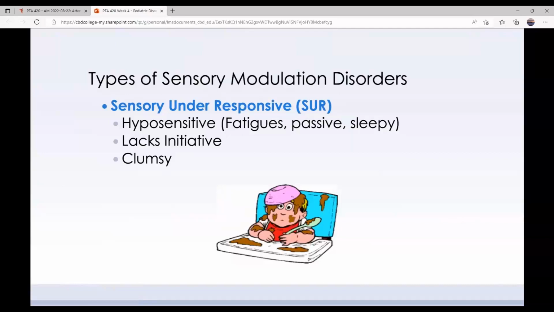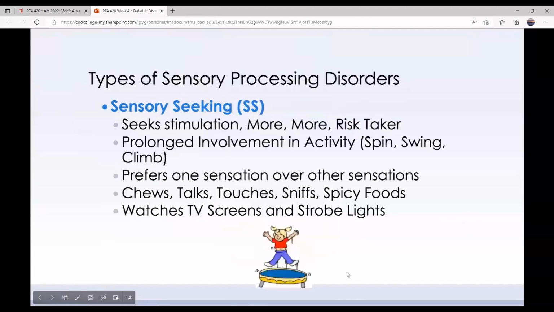Sensory under responsive, these are the kids who present kind of clumsy, they lack initiative, they're just whatever. And oftentimes this can go with the hypotonic type of presentation. The individual really needs a lot to get them moving. Sensory seeking, these are the individuals that need exactly that. They need to swing, they need to climb, they need all of the stimulation to really help them.